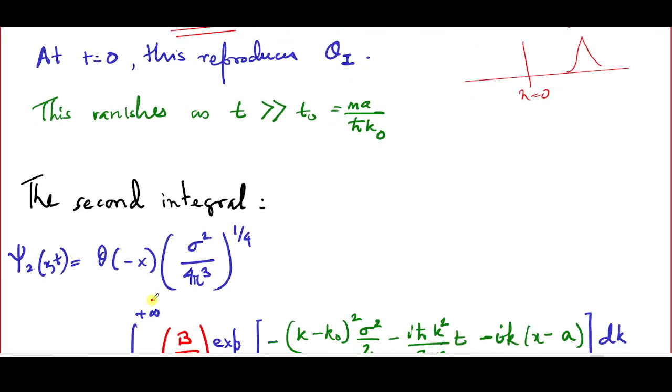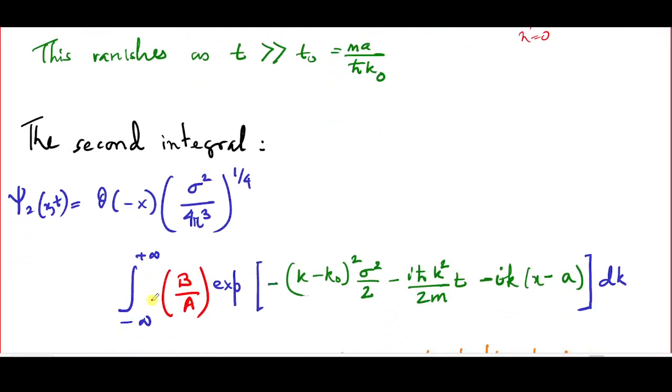also has a theta minus x and has this particular form. The one major difference from psi 1 is that there is a b by a there. The other major difference is, instead of e to the ikx, it has e to the minus ikx. So this is what the integral becomes. This term is of course the e to the ika which was sitting there in the exponent. So this is the full form.